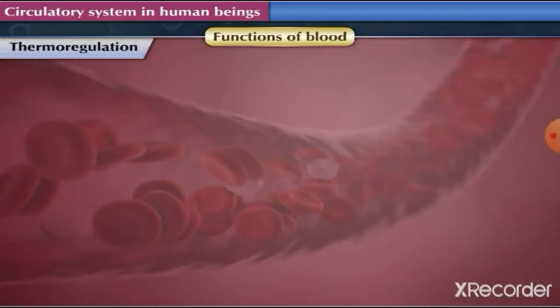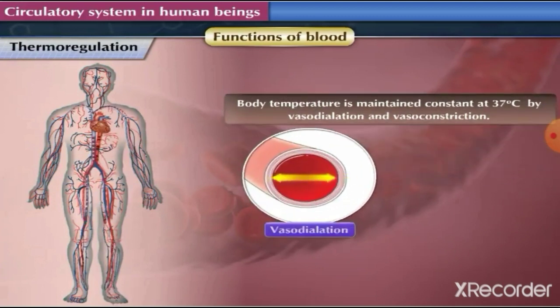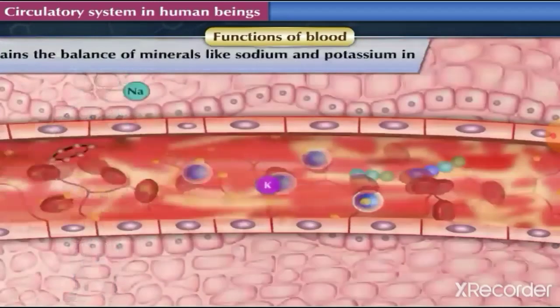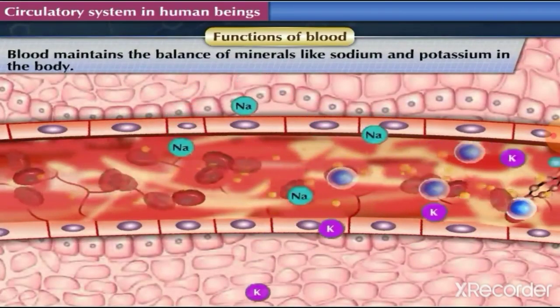Thermoregulation. Body temperature is maintained constant at 37 degrees Celsius by vasodilation, that is widening of blood vessels, and vasoconstriction, that is narrowing of blood vessels. Blood maintains the balance of minerals like sodium and potassium in the body.